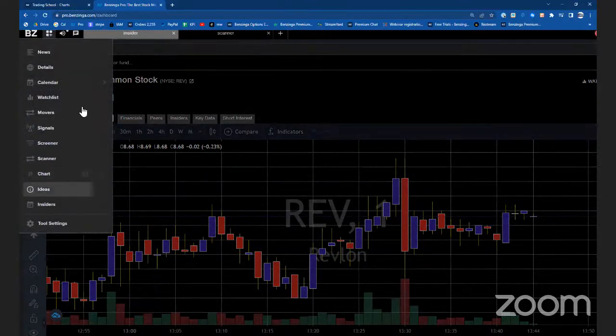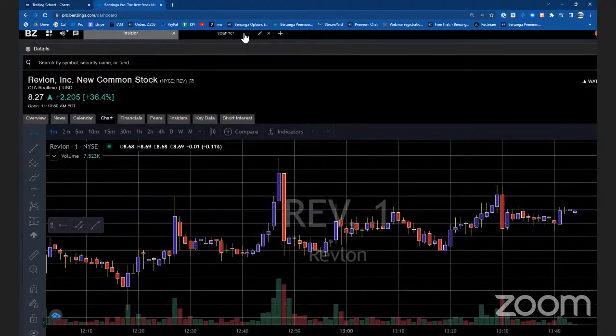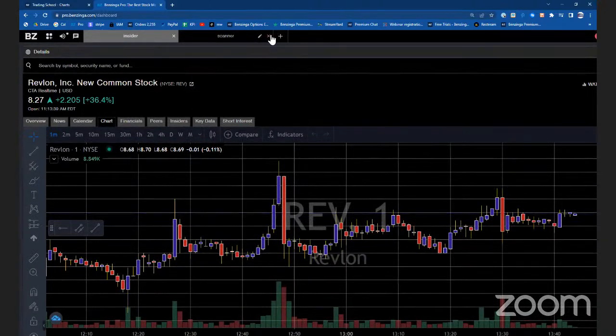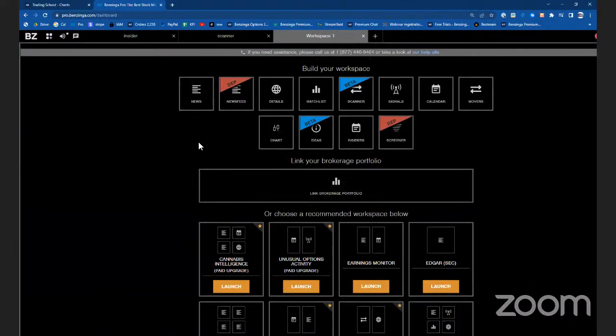There's a ton of tools here that there's not enough time to show. But if you want to open a new one, let's say you want to open a scanner, you just click on the plus sign here and you have a full array of things: advanced news feeds, details, that's the one I showed you, build your own watch list. And this news feed is fully customizable by your watch list, market cap, a whole bunch of stuff. So there's a lot to look into.